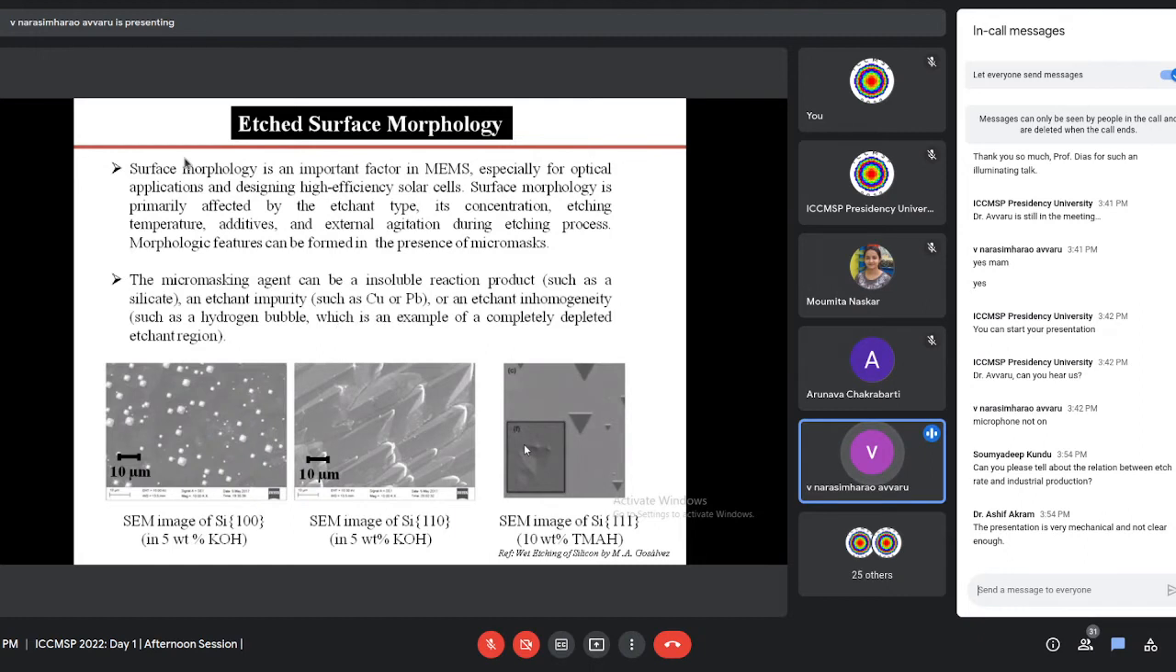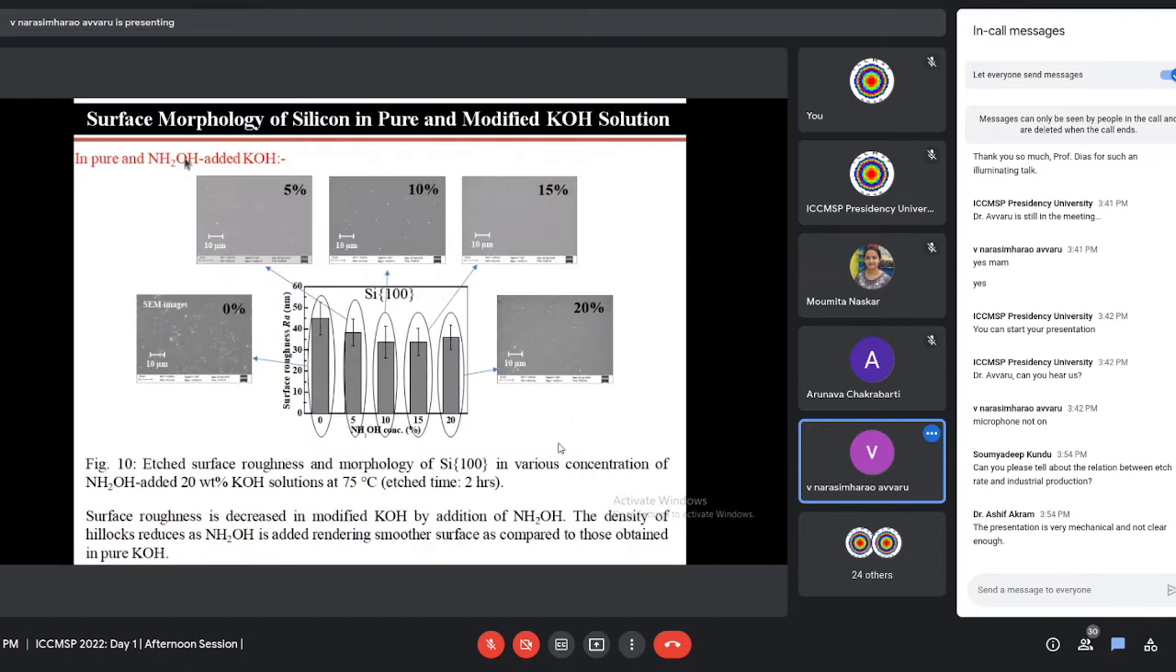These are some images of surface morphology on 100, 110, and 111. This graph shows surface morphology in pure and various concentrations of NH2OH-added KOH. Nearly similar surface morphologies, and surface roughness is not considerably changed on the 100 surface. These are the corresponding SEM images of that surface.